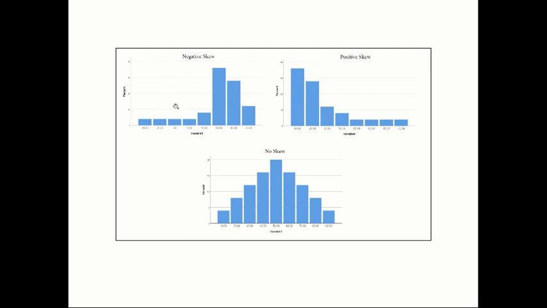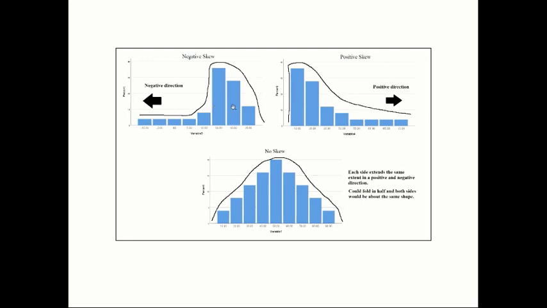Here's an example of a bar graph with a negative skew, as the left side of the graph extends much further than the right side of the graph. Here's a line I drew on top of it. As you can see, the left side is extending much further than the right side. It is extending into a negative direction, hence a negative skew.